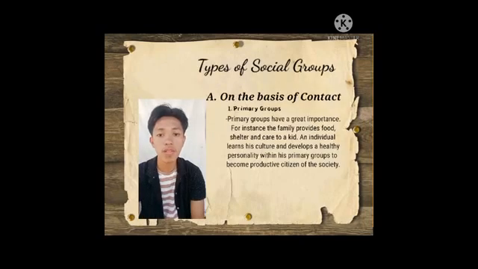And now let's proceed to the types of social groups. A. On the basis of contact. On the basis of contact, there are two groups, the primary group and the secondary group. A primary group is a group of great importance. For instance, the family provides food, shelter, and care to a kid. An individual learns his culture and develops a healthy personality within his group.